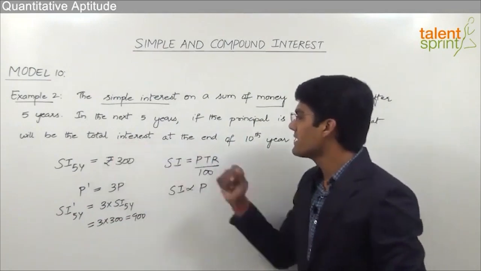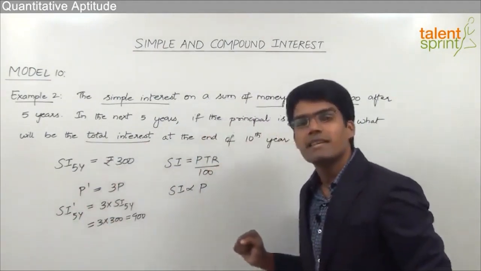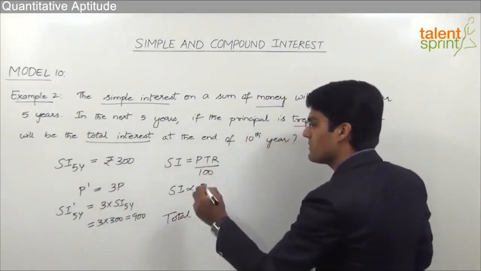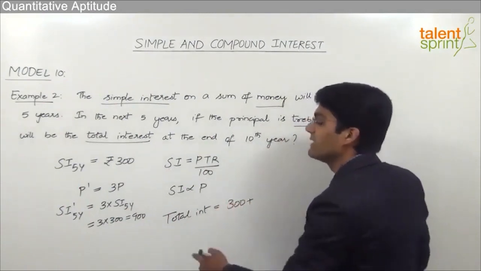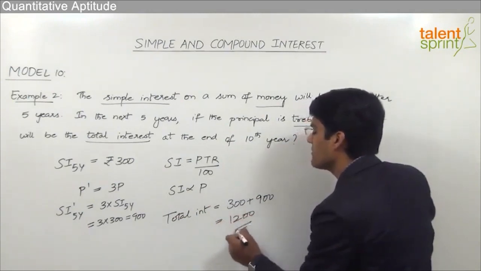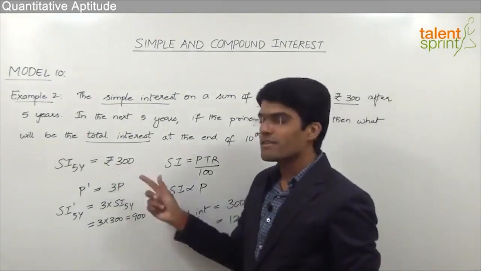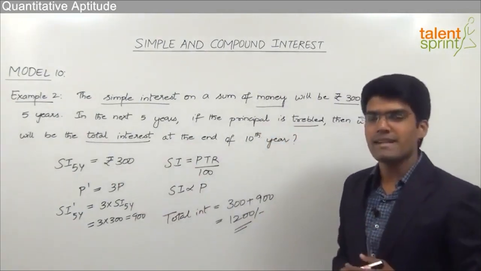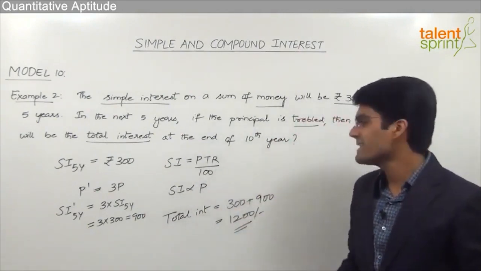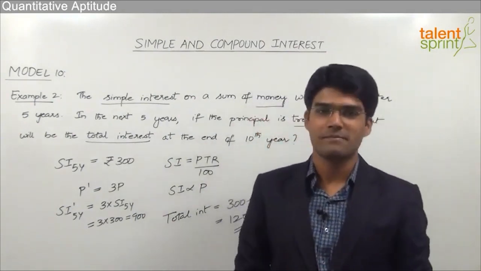So the total interest at the end of the 10th year would be the interest for the first 5 years plus the interest of the next 5 years. So the total interest will be equal to the interest of the first 5 years, that is 300 rupees, and the interest in the next 5 years, that is 900. So the total here comes out to be 1200 rupees. So this is how this question can be simply answered by taking the interest for the next 5 years 3 times. So remember that simple interest is directly proportional to principal, time and the rate of interest. So as any of these three increases or decreases, the simple interest also increases or decreases proportionately.